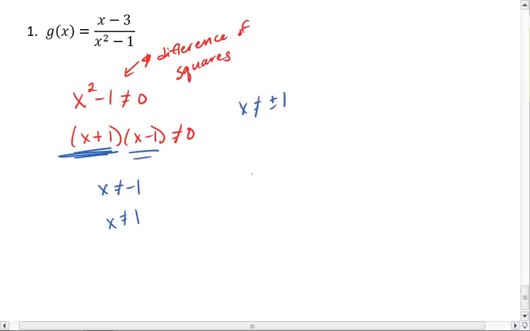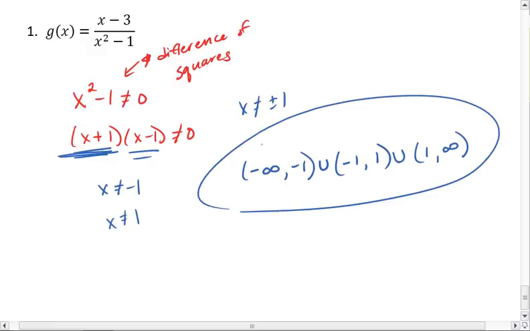In interval notation, we say that x can be anything from negative infinity to negative 1, exclusive, because x can't be negative 1, or anything from negative 1 to positive 1, or anything from positive 1 to positive infinity. And this is our implied domain.